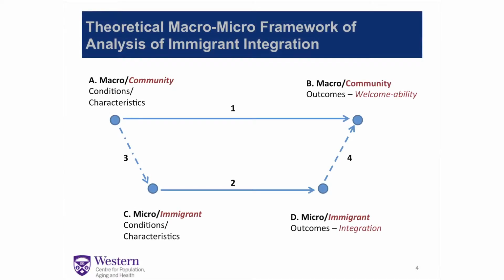While community characteristics do influence immigrant integration, that is arrow 3, we do not formally explore community effects on integration due to lack of appropriate data. Likewise, we have not included in our analysis of how integration of immigrants influence the ability of communities to welcome newcomers, shown as arrow 4. But I will refer to these relationships towards the end of the presentation. I now move on to discuss welcomeability.